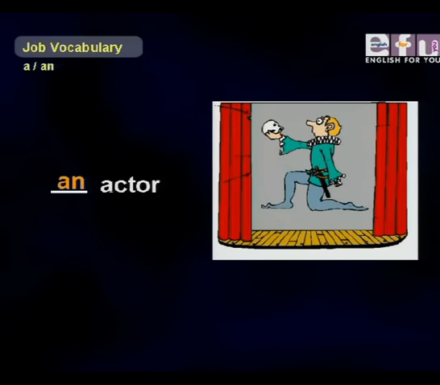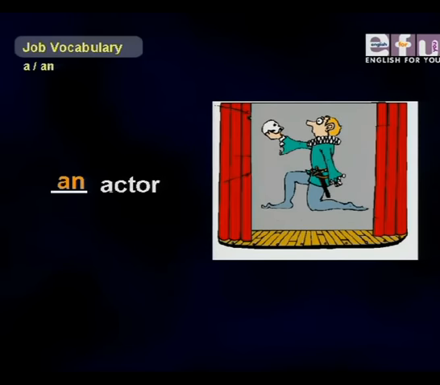Teacher, singer, writer, manager, police officer, waiter, computer programmer, taxi driver. All right, so these end in ER.